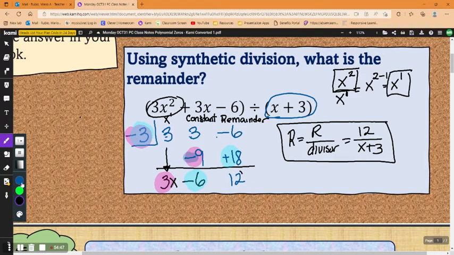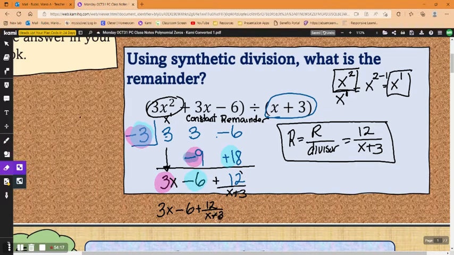If I were to ask you, find the quotient of this division problem, this is basically the answer down here. You've got your 3x minus 6, which is the constant, and the only thing I need to add is this 12 over x plus 3. And what's in front of this 12? Is that a positive or a negative? That's a positive, so it's just going to be plus. So our final answer is 3x minus 6 plus 12 over x plus 3. Okay.